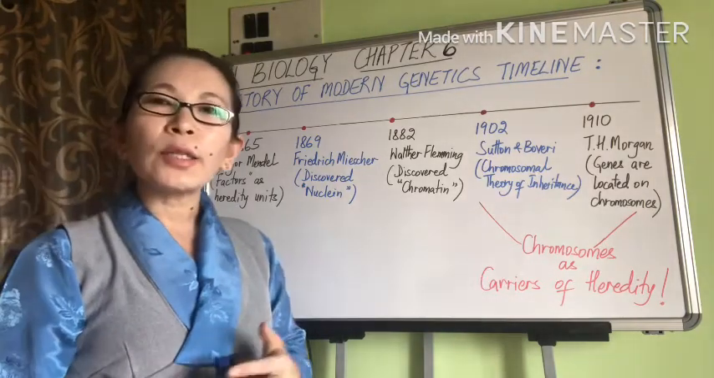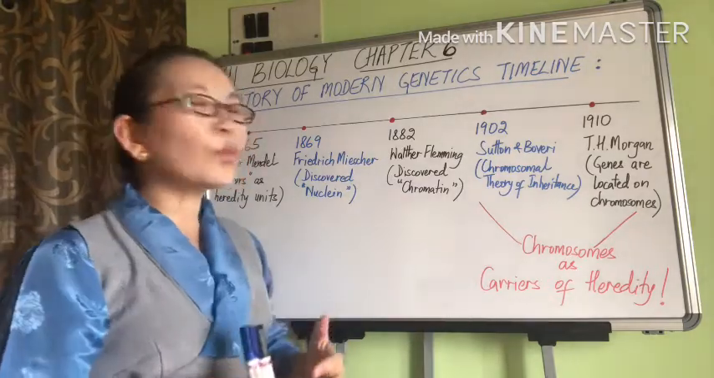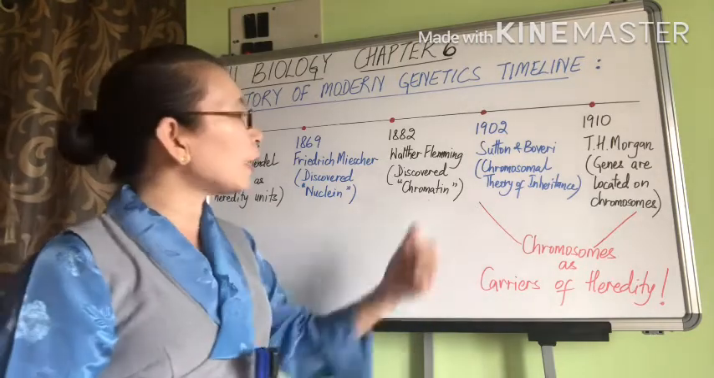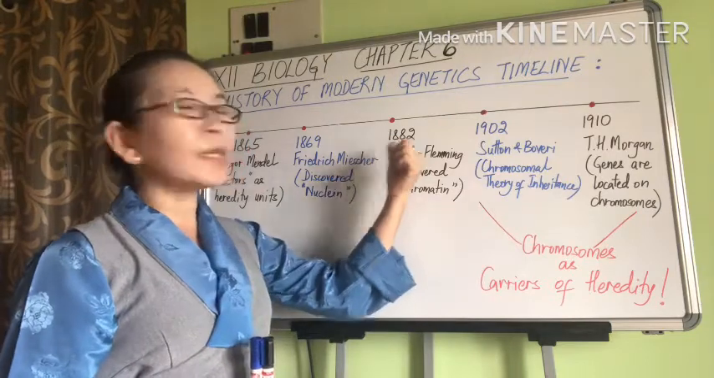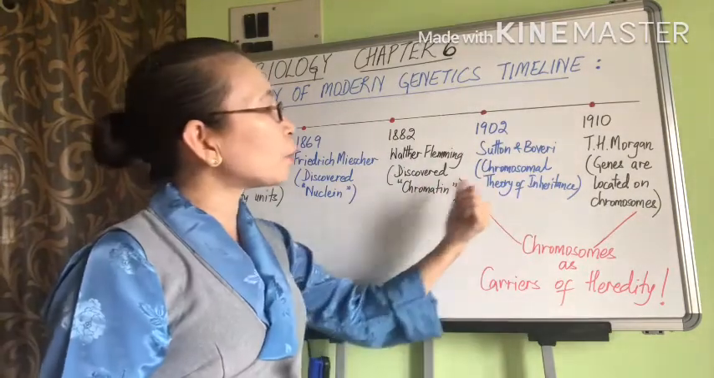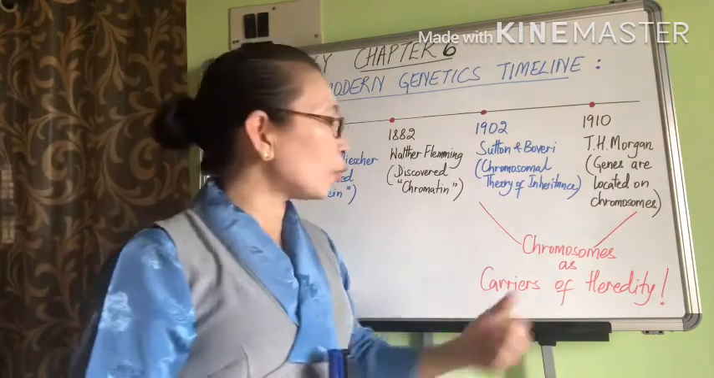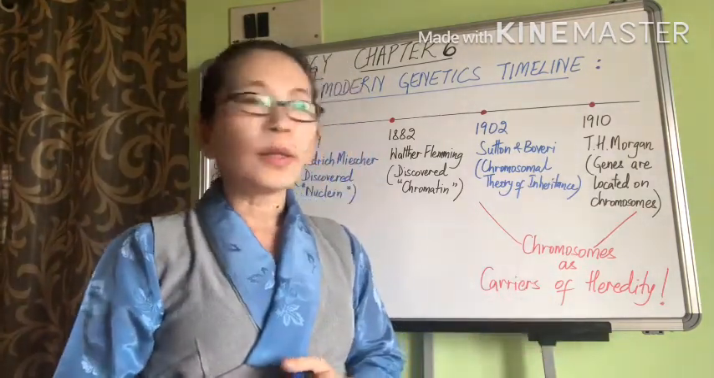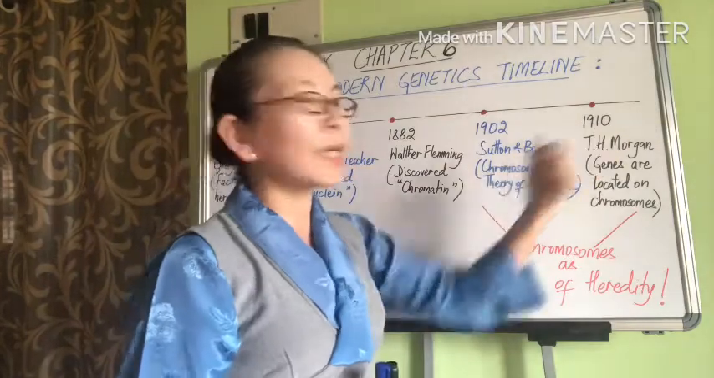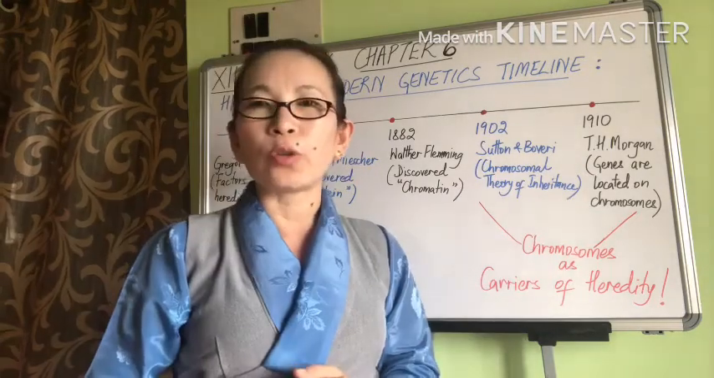Now we also know that a German anatomist named Walther Flemming was the first person to visualize chromosomes as thread-like colored bodies in the nucleus of the cells during mitosis. And he named this material chromatin in the year 1882. Now in the year 1902, Sutton and Boveri developed the chromosomal theory of inheritance. This theory identified chromosomes as carriers of heredity. The experimental evidence for the chromosomal theory of inheritance came from the work of T.H. Morgan in the year 1910, where he demonstrated that genes are located on chromosomes in Drosophila.